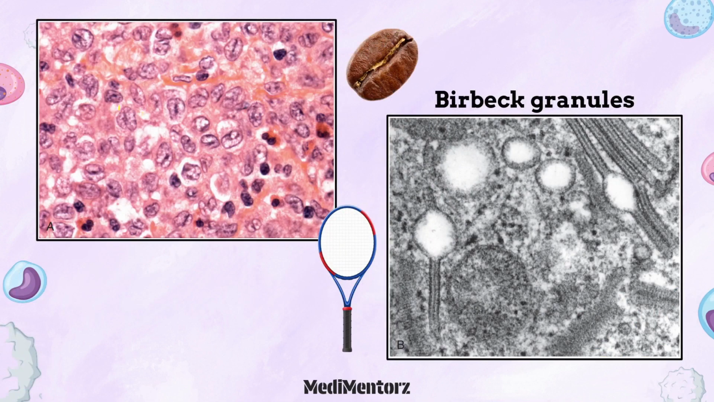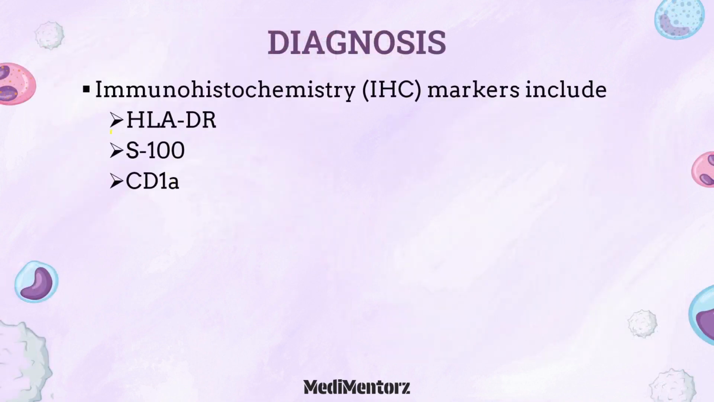So here in this picture you can appreciate the Langerhans cells, which have vesicular nuclei, and the nucleus is grooved, giving rise to a coffee bean-like appearance. And this is the electron microscopic picture of Langerhans cell histiocytosis, where you can appreciate these Birbeck granules, which resemble a tennis racket, and these Birbeck granules have the pentalaminar tubules, which is nothing but the highlighted one.